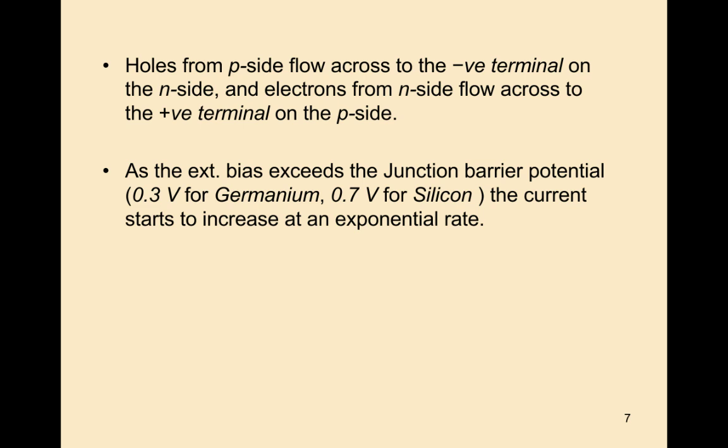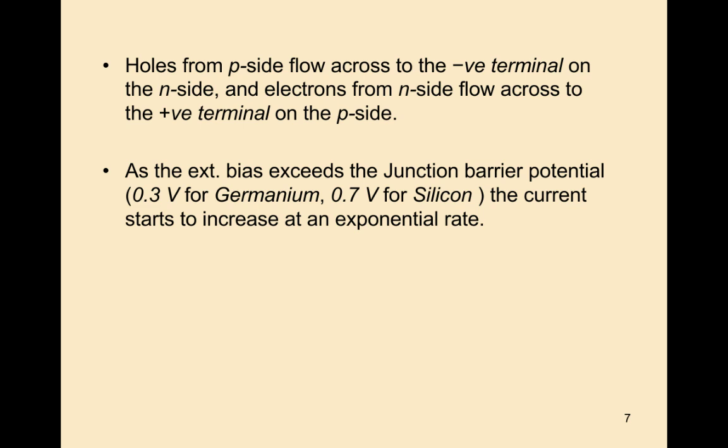As the external bias exceeds the junction barrier potential, that means the battery voltage is greater than the junction potential value, that is 0.3 volts for germanium and 0.7 volts for silicon, the current starts to increase at an exponential rate. So when the battery voltage is more than this barrier potential, the current starts to increase at an exponential rate.